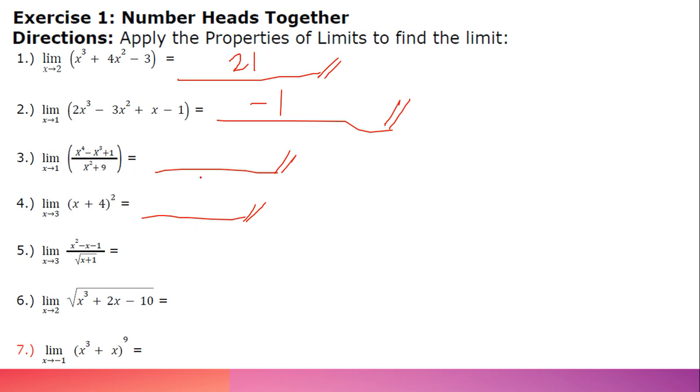Saan yan? Number 4 or number 3? Number 3 po. It's 1 all over 10. How about number 4? 49. How about number 5? What is the answer in number 5? Jasper Aquino, what is number 5? 5/2. 5 all over 2.